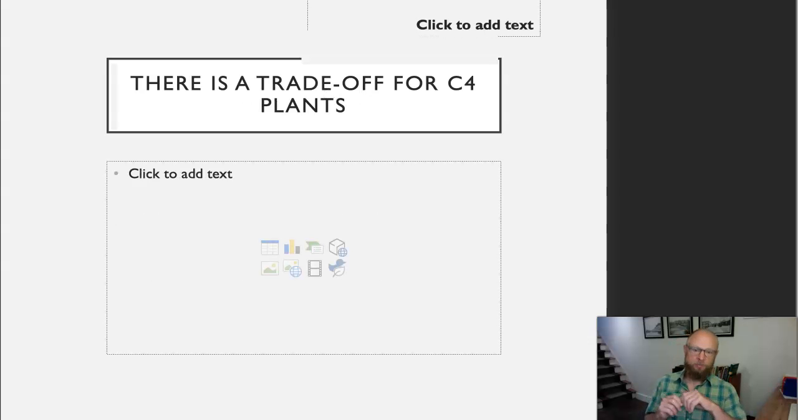Because there's a whole extra step and there's some movement of PEP-C from one place to another to move that carbon to where rubisco is, that takes extra energy. And so if you're going to put a C4 plant right next to a C3 plant in a cool and wet environment, that C4 plant is using more energy to do photosynthesis than C3 plants. And it doesn't need to do that extra energy step in that cool and wet environment. And so that C3 plant is going to outcompete a C4 plant most of the time.